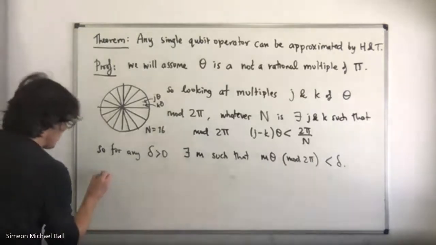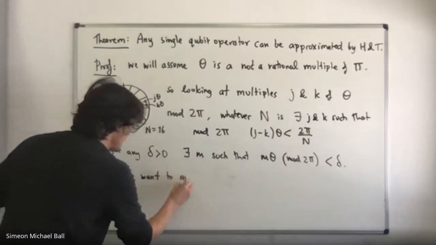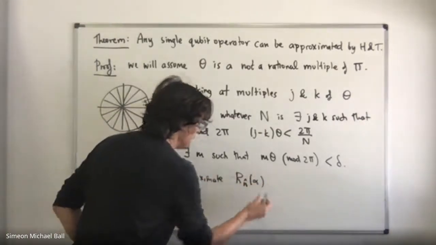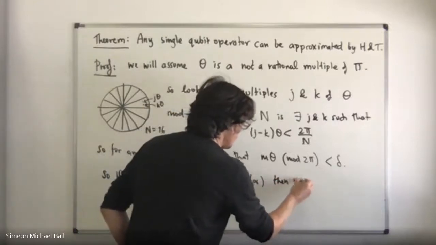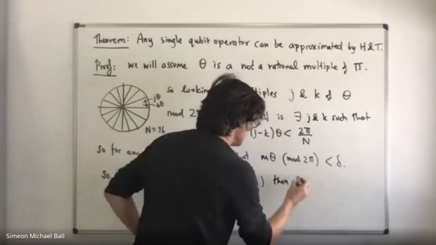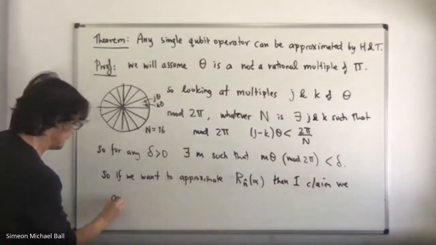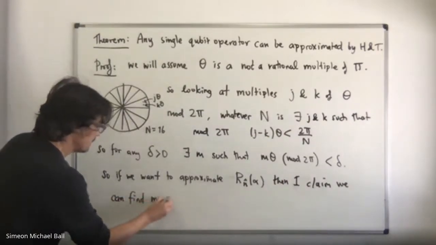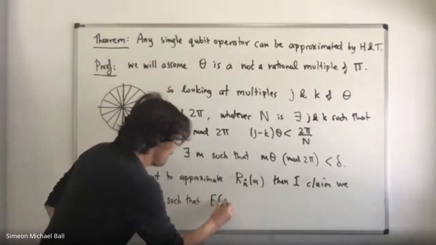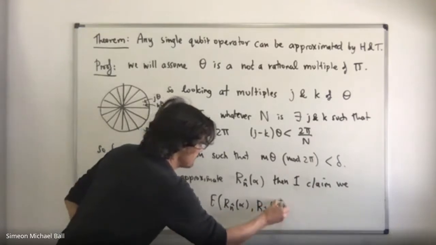So if we want to approximate R n hat alpha, then our claim is we can find some multiple such that the error between this unitary operator R n hat of alpha and this approximation R n hat of theta to the m.